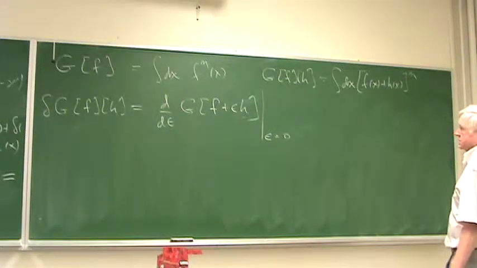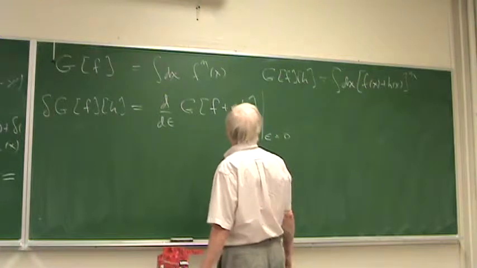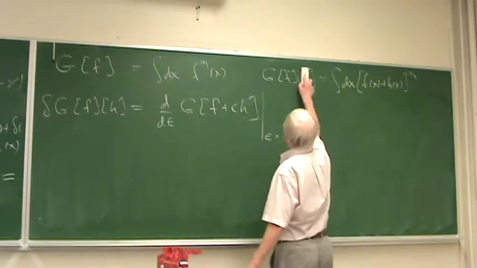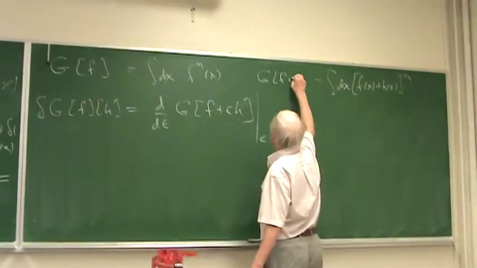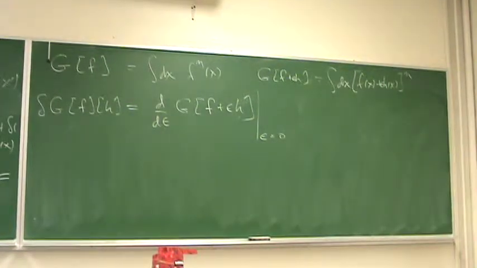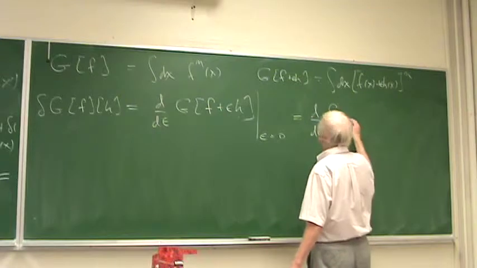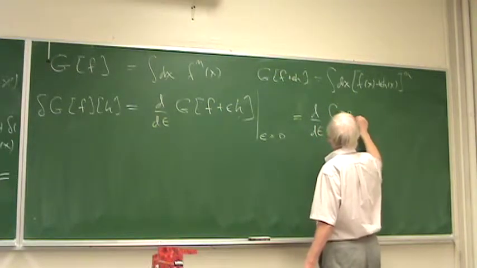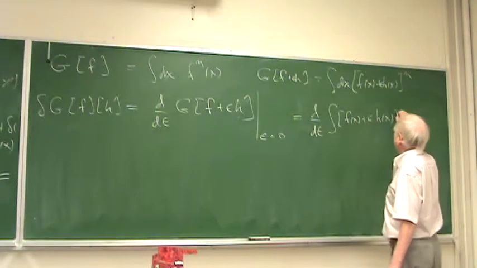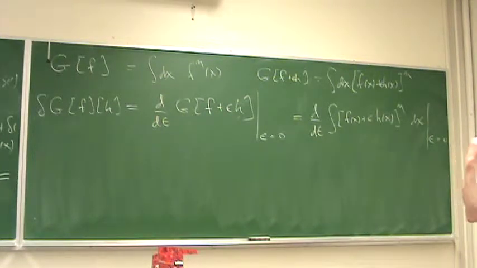Well, all right. I guess I'm sort of mixing notations. Well, actually, sorry. This is literally true. Or f plus epsilon h is that. So in other words, this thing is defined by d by d epsilon, in this particular case, of the integral of f of x plus epsilon h of x to the n dx, at epsilon equal to 0. Notice the epsilon equal to 0.